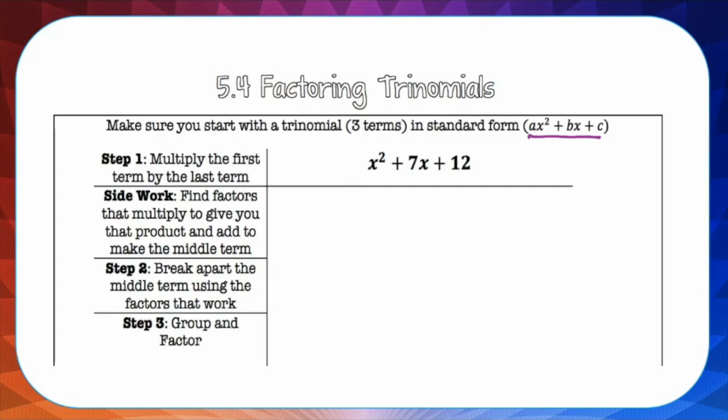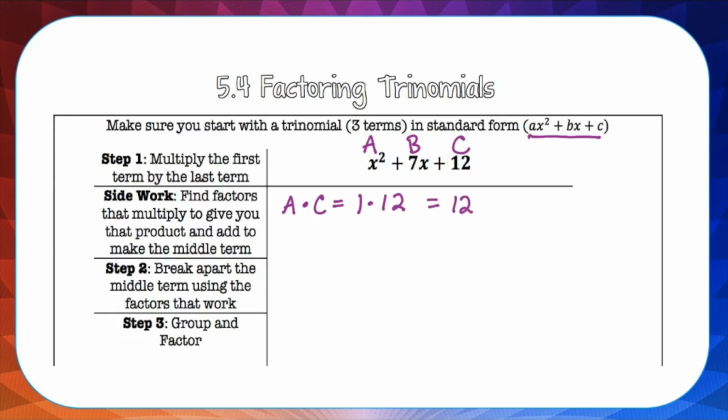So the coefficients that are in front of each of those terms, that's your a, b, and c. For step 1 you need to multiply the first term by the last term. So if we know this is a, this is b, and this is c, you're going to multiply a times c. a doesn't have a coefficient, so we know that's 1, and c is 12, so that would be 1 times 12, which is 12.